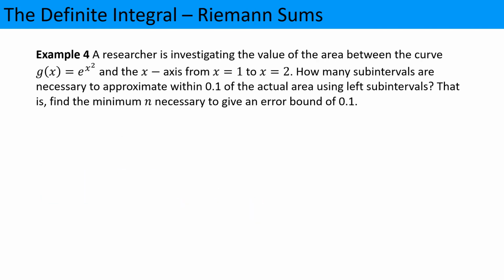Example: a researcher is investigating the value of the area between the curve g of x equals e to the power of x squared and the x-axis from x equals 1 to x equals 2. How many subintervals are necessary to approximate within 0.1 of the actual area using left subintervals? That is, find the minimum n necessary to give an error bound of 0.1.